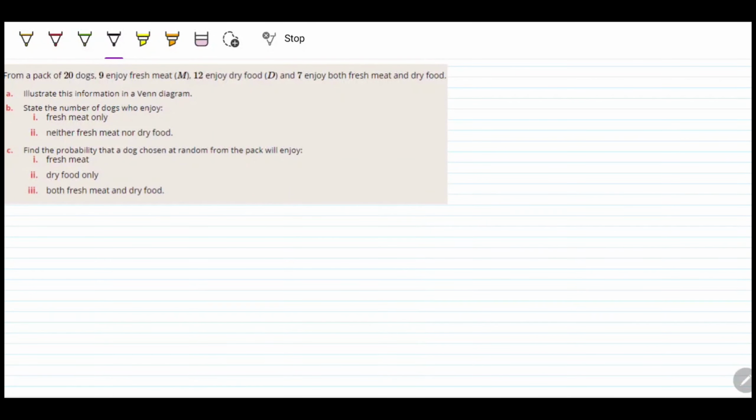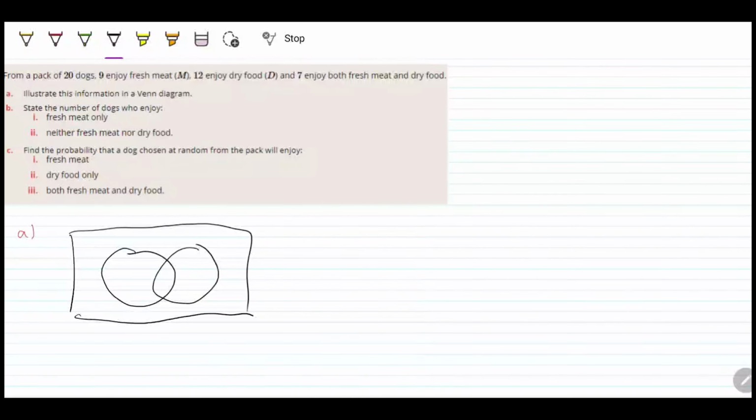From a pack of 20 dogs, 9 enjoy fresh meat, capital M, 12 enjoy dry food, capital D, and 7 enjoy both fresh meat and dry food. So part A is asking us to illustrate this information in a Venn diagram. So once again, you want to start your Venn diagram by drawing 2 circles, followed by a box. So we know we've got 2 circles, 1 is M, and 1 is D. They've told you that 7 enjoy both fresh meat and dry food. So that means that we will put a 7 in the middle here.